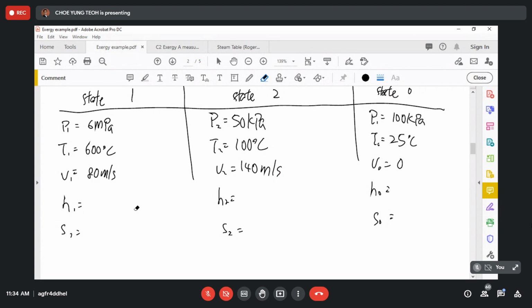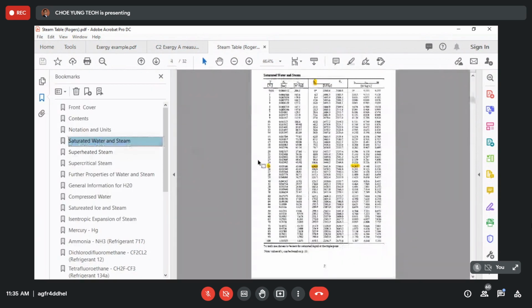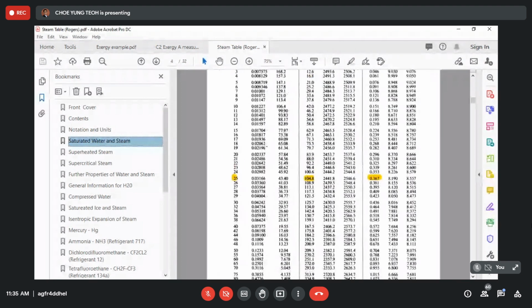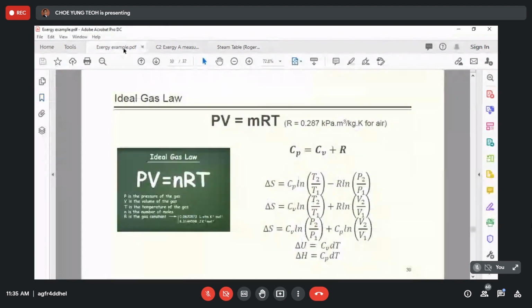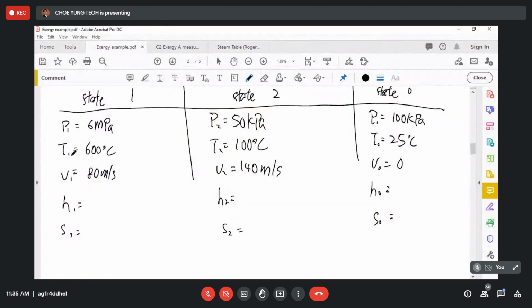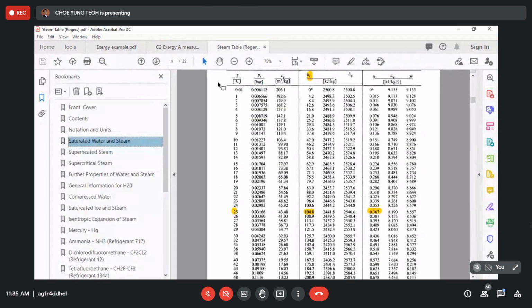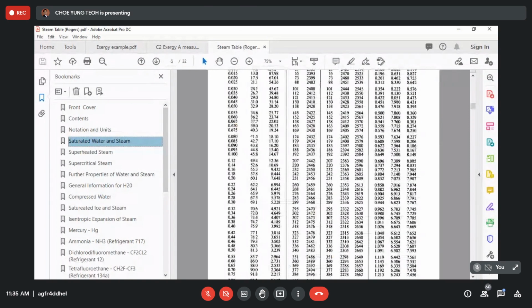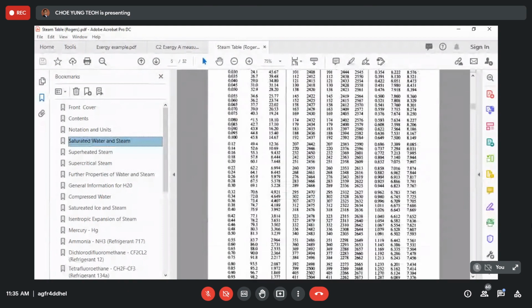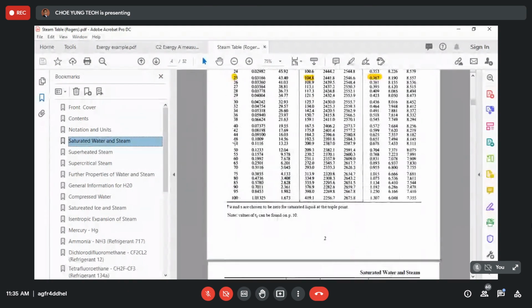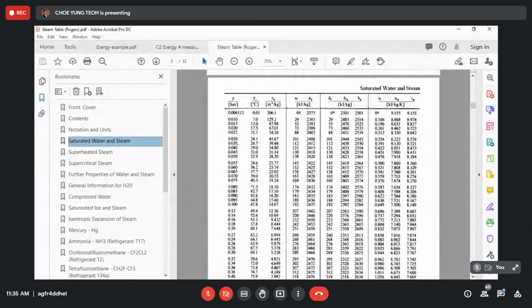Okay, so let's do it together. We go to the steam table, and now we want to know whether this condition is steam or water. So I go to the saturated water table, and I myself prefer to use the temperature. So temperature at 600 degrees Celsius. It's not here, so definitely it will be superheated.